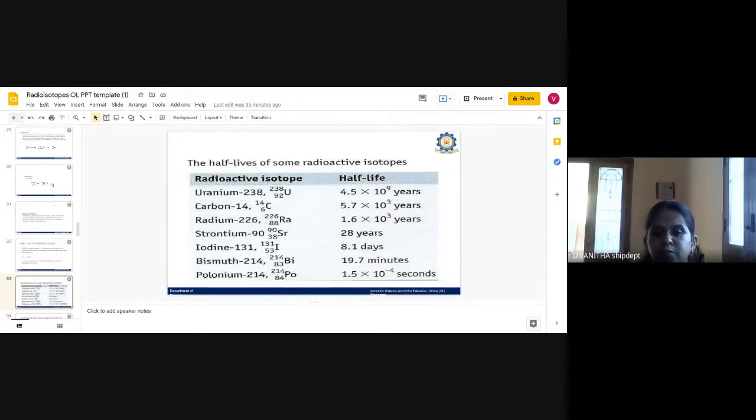For transium, iodine, bismuth, polonium, it is having the low half-life. Transium is having 28 years. Only iodine, bismuth, polonium are having the lower half-life time. So for polonium, it is very, very small. It is in the order of 1.5 × 10^-4 seconds.